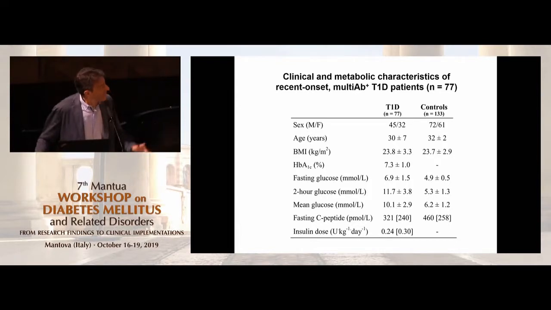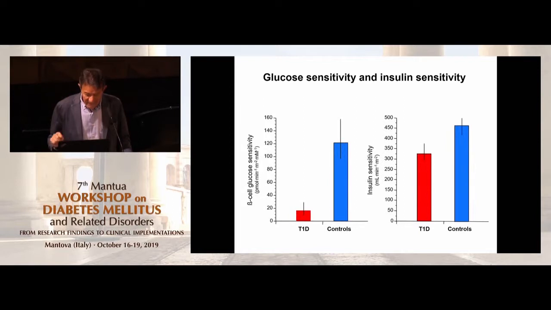But in any event, the fasting C-peptide, which is what is currently used, was significantly less than in normal people, as you would expect. And this is the average insulin dose, expressed in units per kilogram per day, that these subjects were on. So, what did we find?